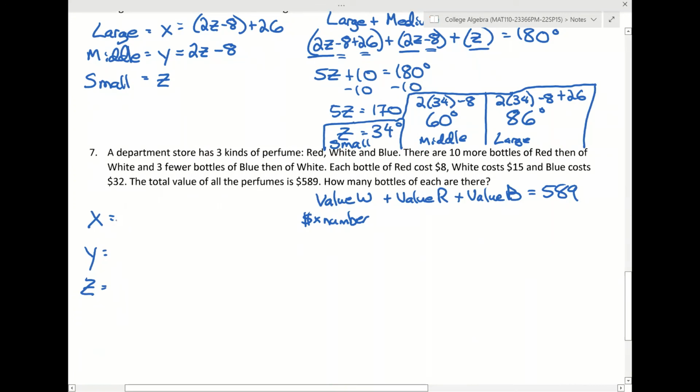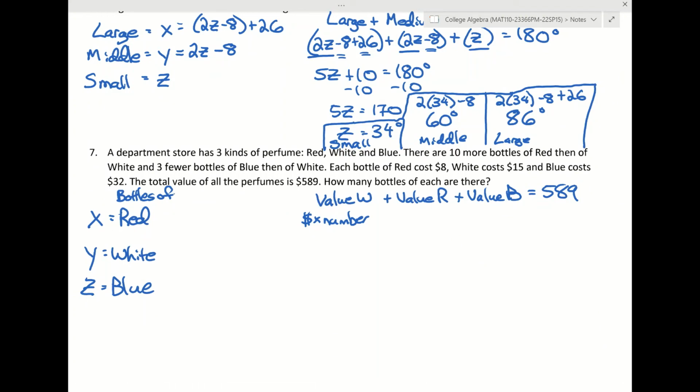Just so we're all on the same page, let's let red be X, Y could be white, and Z blue. And these could represent bottles of each. All right, so take a minute, see if you could figure that out. I'll just give you a couple minutes. We'll still get out early, but I want to see if you could put this together here.